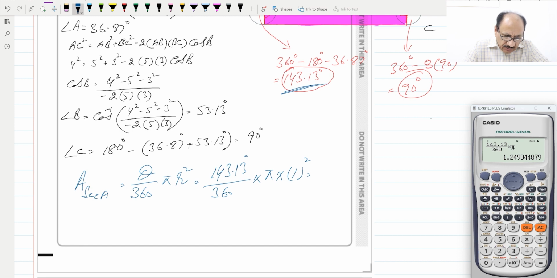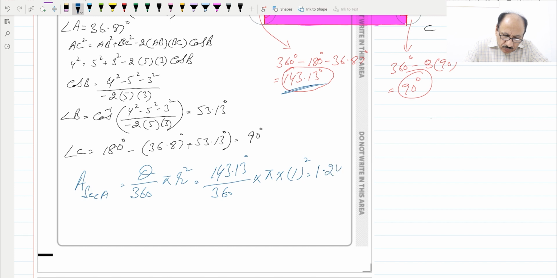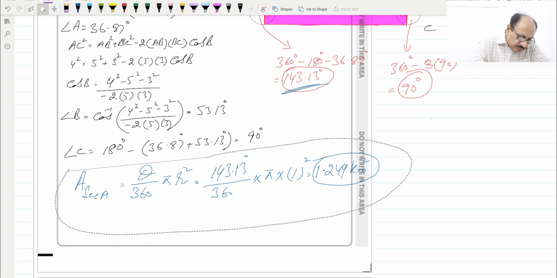143.13 divided by 360, area will be 1.249. This will be kilometer square. This will be area of sector A. Now similarly we can find area of sector B as well.